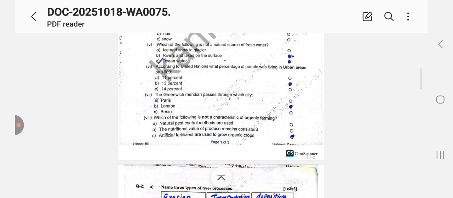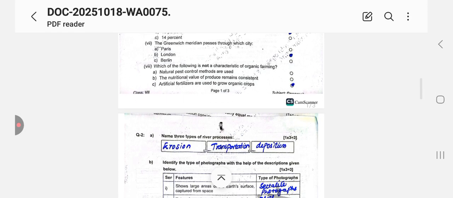For the 6th MCQs, 13% means option B is correct. For the 7th MCQs, option B, London is correct. For the 8th MCQs, option C is correct. Then you have question number 2. Those were your 8 marks MCQs.